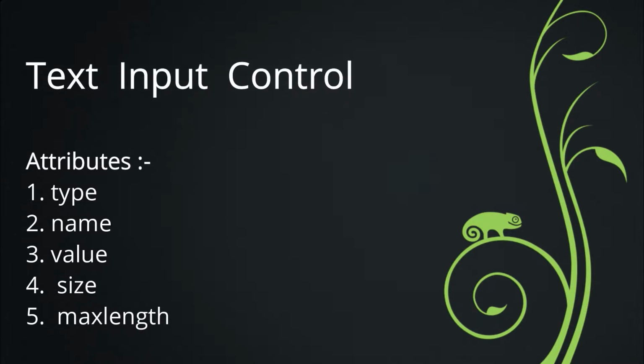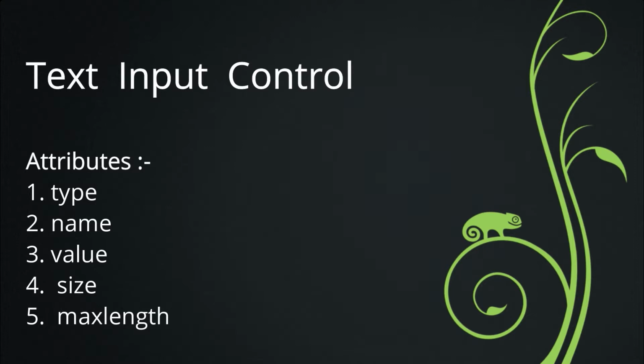Some of the attributes are type, name, value, size, max length. Type indicates the type of input control, and for text input control it will be set to text. Name is used to give a name to the control, which is sent to the server to be recognized and get the value.